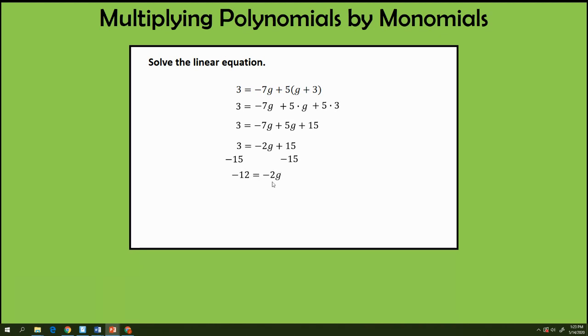Now I want to make that negative 2 become a positive 1. Divide each side by negative 2. Going to get 6 equals g, which we always think of as left to right, g equals 6. And that one is now solved.